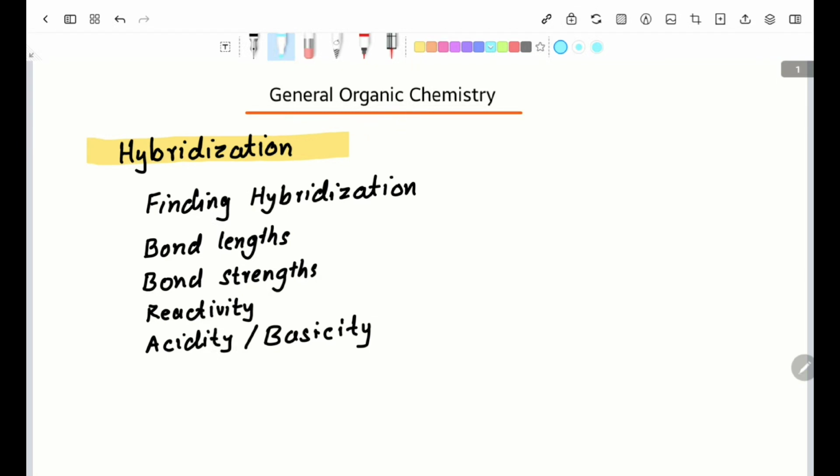General Organic Chemistry. Today's topic is hybridization, in which we study the introduction of hybridization and how we can find hybridization, bond lengths, bond strength according to the hybridization, reactivity, effect of hybridization, and acidity and basicity of various organic compounds according to the hybridization.